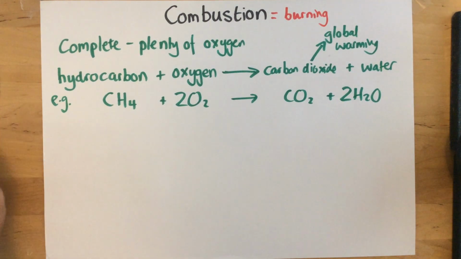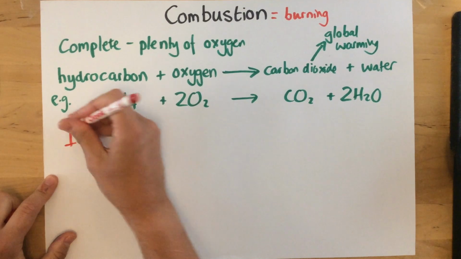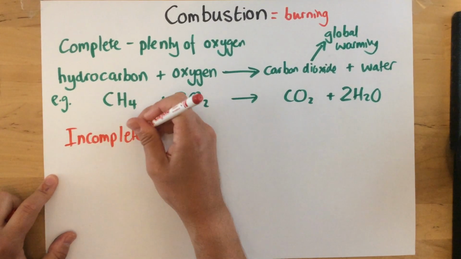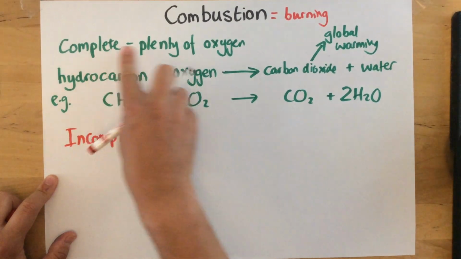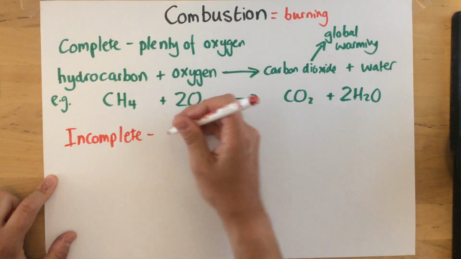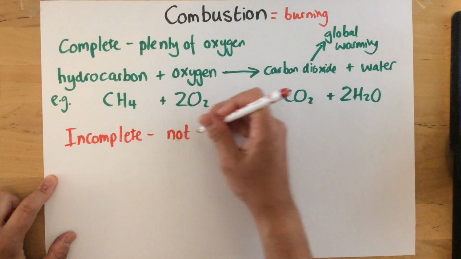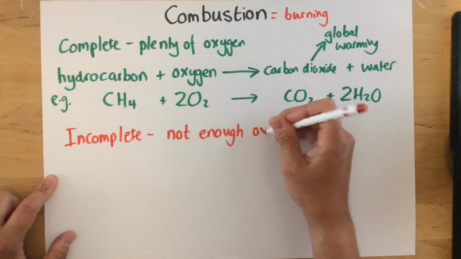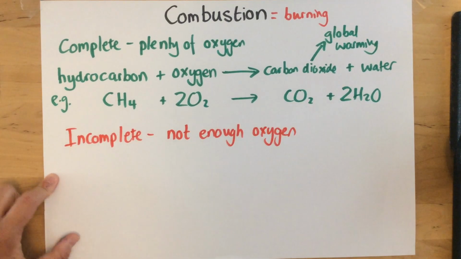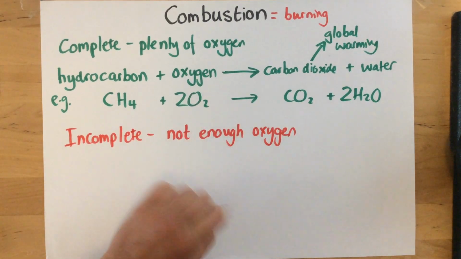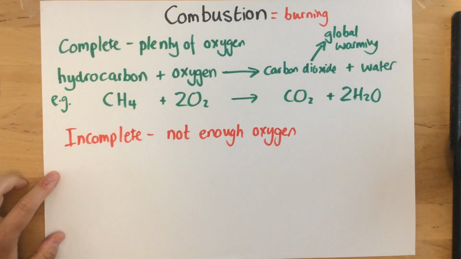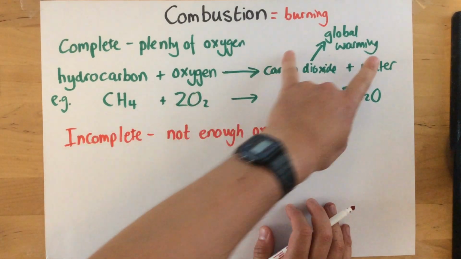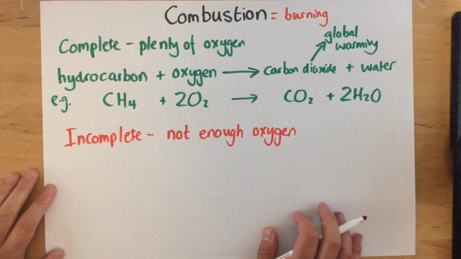So that's complete combustion. Now we're going to have a look at incomplete combustion. So it completely makes sense that complete combustion is when we have plenty of oxygen. Incomplete combustion occurs when we have not enough oxygen. And incomplete combustion does not release as much energy at all. So incomplete combustion is a little bit more tricky because we don't always get exactly the same two products.